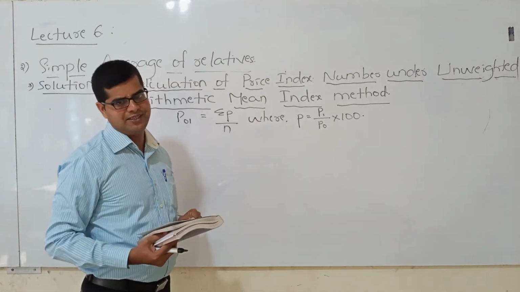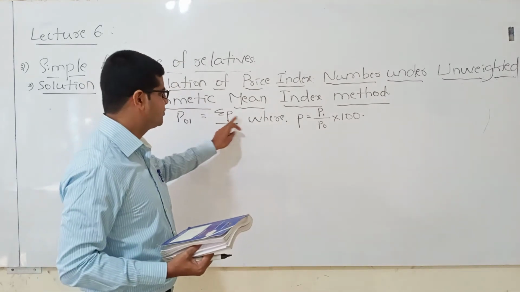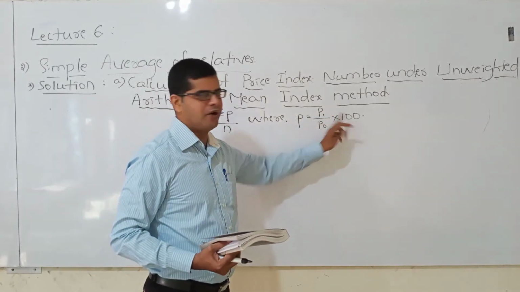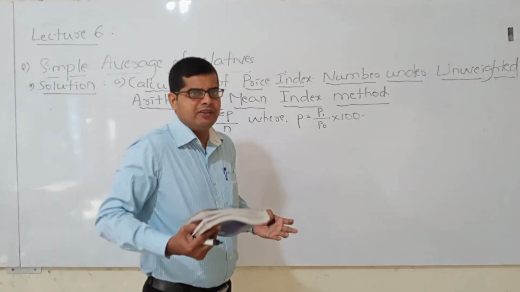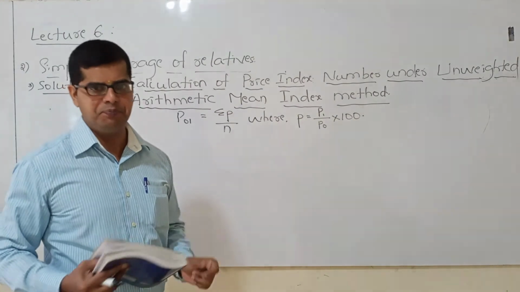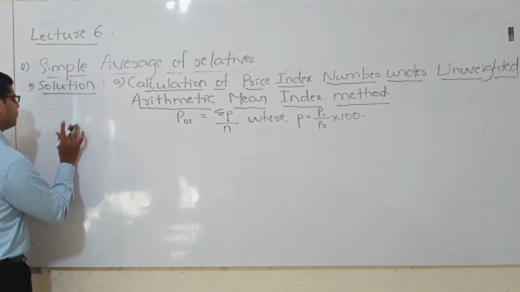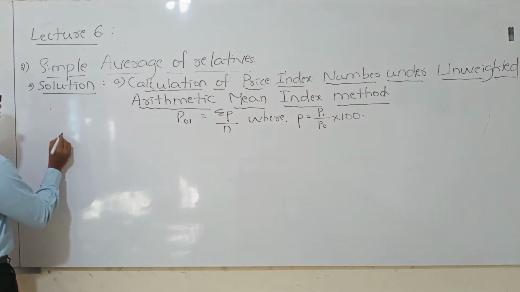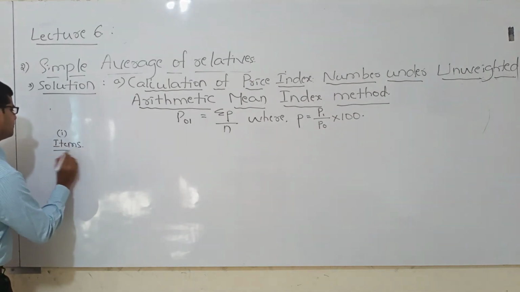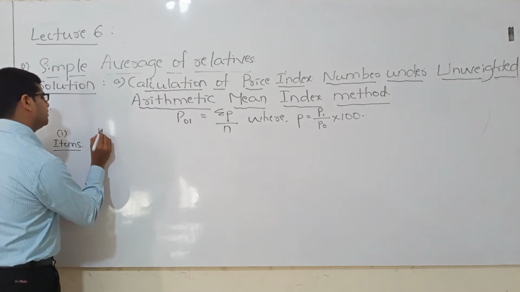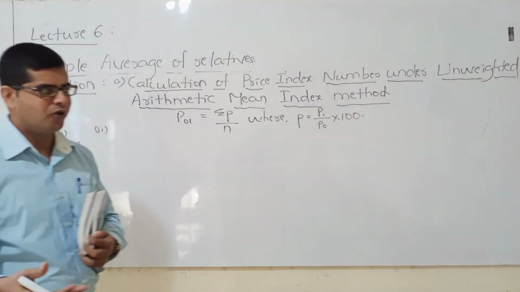But this is to be calculated, summation P, the sum of the prices of the commodities. So how to get this? P1 divided by P naught into 100. P1 is given in the question, P naught is given in the question, and we apply this to get P. For this purpose I am preparing the columns here. Column number 1, items. Column number 2 I take, all these are given in the question, this is not my own columns.